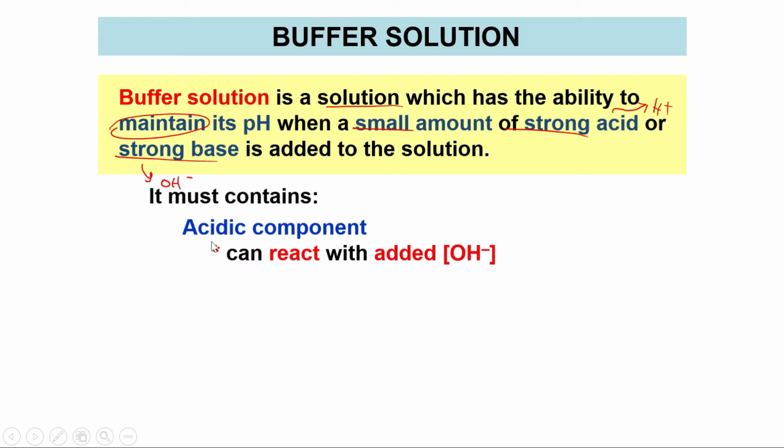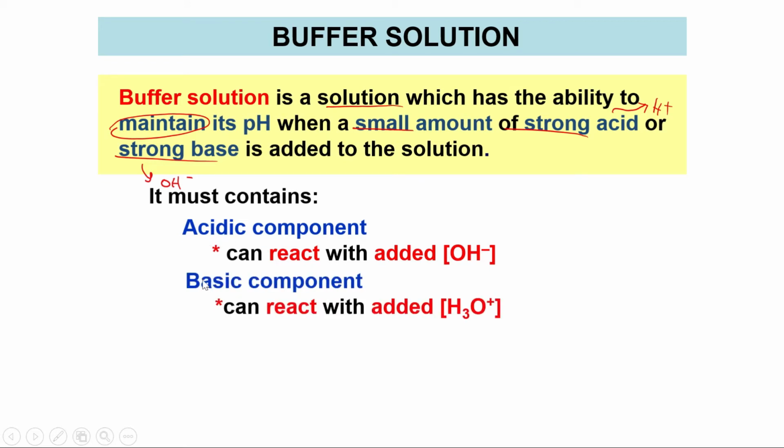The solution must contain an acidic component so that it can react with the added OH-. Added OH- means added strong base. So the buffer solution must contain the acidic component and also a basic component, of course, because the basic component can react with the added strong acid, represented as H3O+. That's the basic build-up of a buffer solution. So a buffer solution must consist of both acidic and basic components so that it is able to react with the added strong acid or strong base.